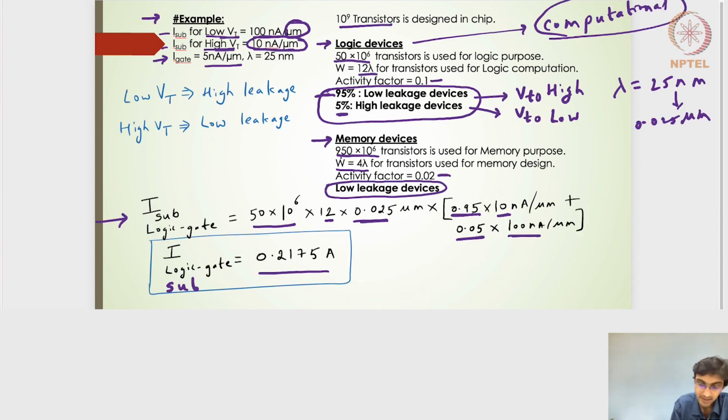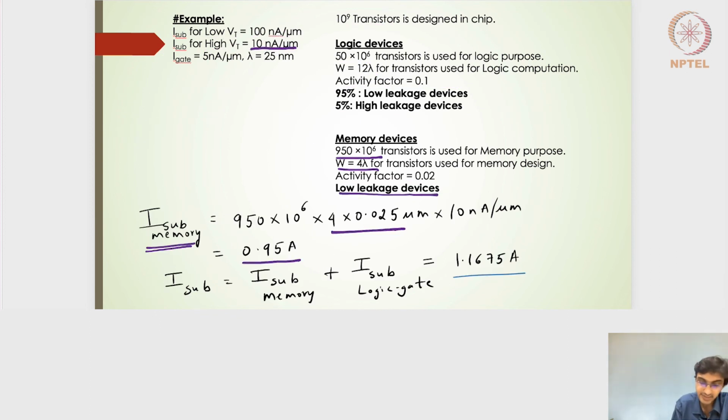Right. So if I go back, for the logic devices it was 0.2175. For the memory devices it is 0.95 amperes. So the total subthreshold leakage current is nothing but accumulating both of them, and we will get 1.1675 amperes. Right. Note the unit is amperes, because although it is nanoamperes, that is what is defined here. It is the number of transistors in the design which essentially accumulates to the ampere value.